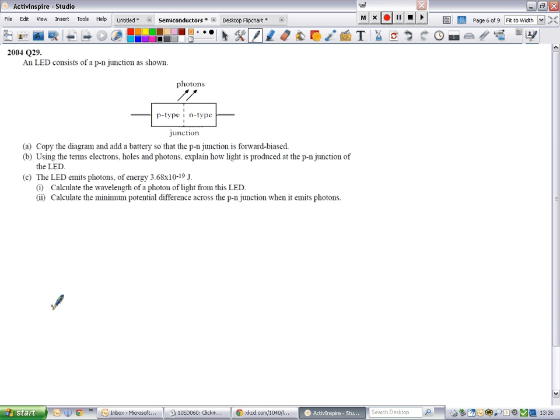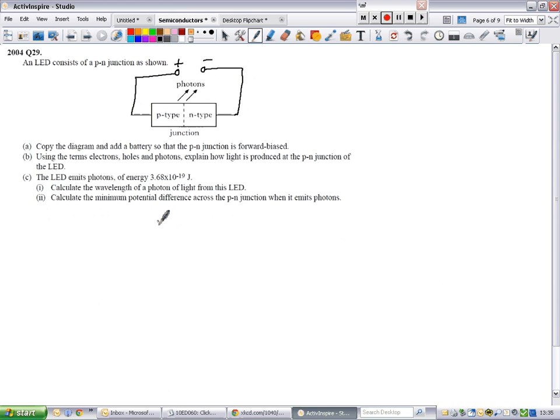One more semiconductor style question. Copy the diagram and add the battery so that the PN junction is forward biased. So forward biased is when it's driving the two together, and you can do this with a battery symbol or you can just do it with a power supply symbol. It's probably easier to draw it like this. You've just got to get your positive and your negative around the correct way. So P-type, you want to repel that P-type and attract this, so this is going to be positive, which leaves negative for that.